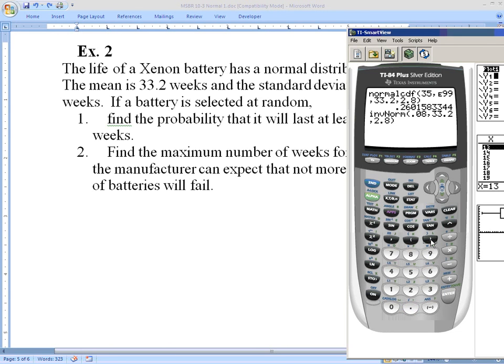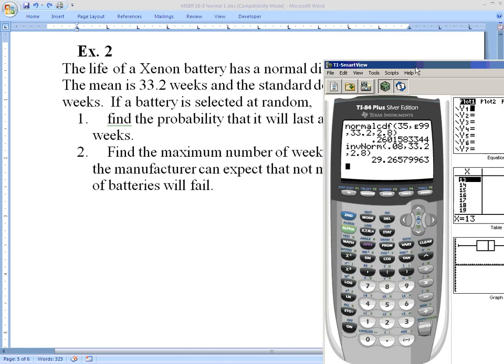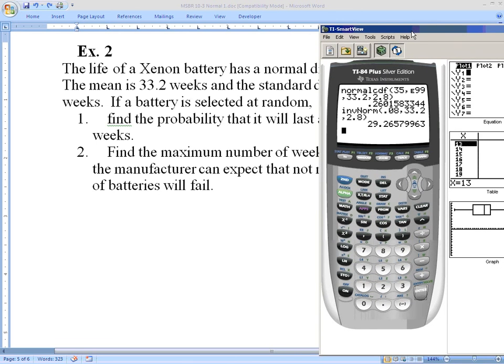Again, it's only 8%, so we're looking at less than 2 standard deviations, but more than 1. And so we should be somewhere right around 30 on this one. Yep, 29.3. And that is our value for the maximum number of weeks where we'd expect only 8% or less to have failed. All right, so that's inverse normal distribution.